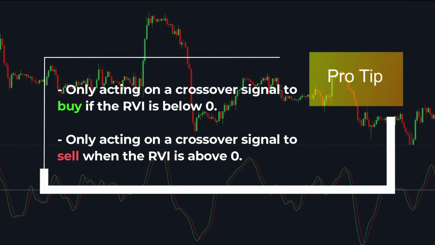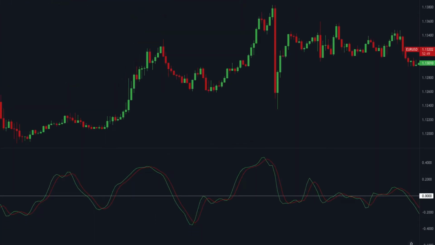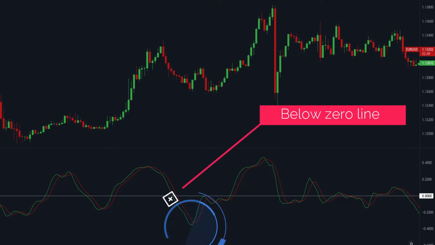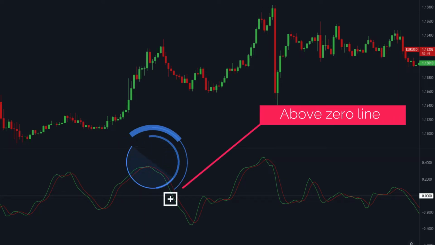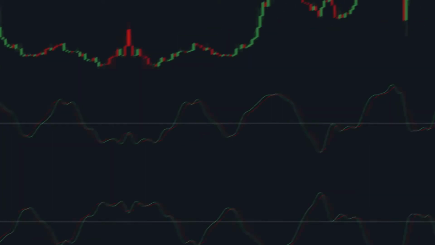This would mean only acting on a crossover signal to buy if the RVI is below 0. Similarly, we would only act on a crossover signal to sell when the RVI is above 0. You can see in this example the RVI is below 0, and the green line crosses the red line from below, then the price is going up. And in this example the RVI is above 0, the green line crosses the red line from above, then the price is going down.